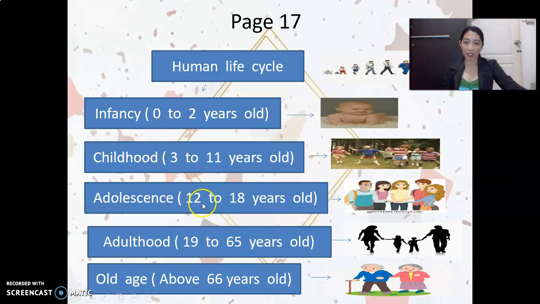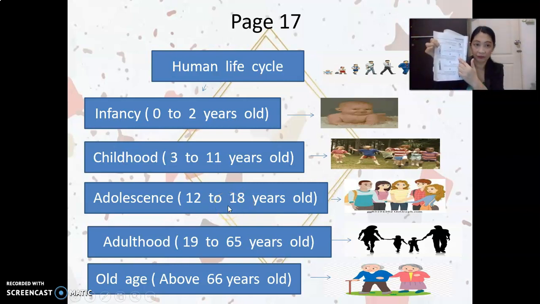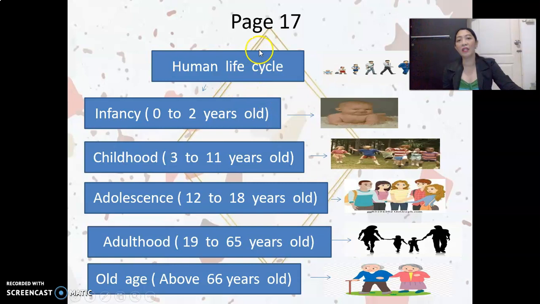For adolescence, 12 to 18 years old. For adulthood, 19 to 65 years old. And old age is above 66 years old. Again, this is the human life cycle. Number 1, infancy, 0 to 2 years old. Number 2, childhood, 3 to 11 years old.